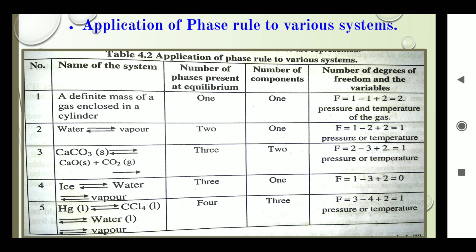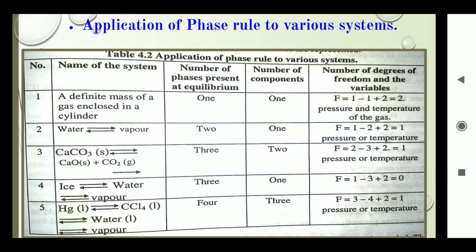Only one component. The number of degrees of freedom F = C - P + 2. The value of C, the component, is 1. The number of phases is 2. So F = 1 - 2 + 2. It becomes 1. So either pressure changes or temperature changes.